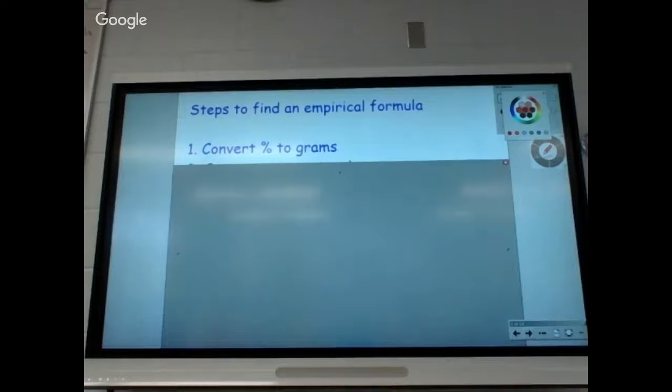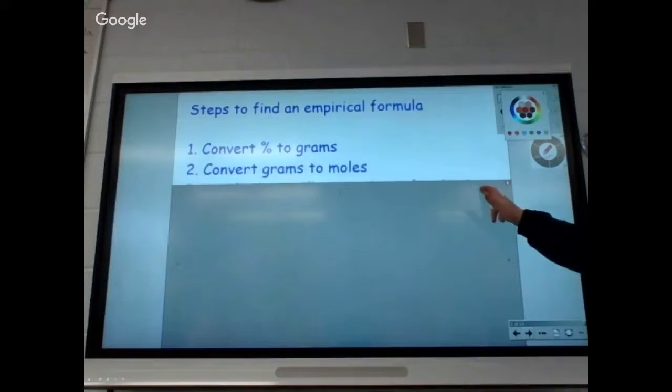Step 2, everybody knows how to do. Not a soul did this wrong on the test Friday. Okay? We might have messed up atoms. We might have messed up molecules or formula units, but everybody did grams to moles correctly on the test. Okay, so we're going to change grams to moles.